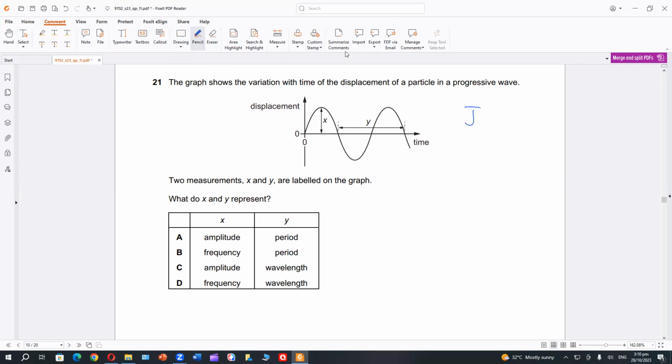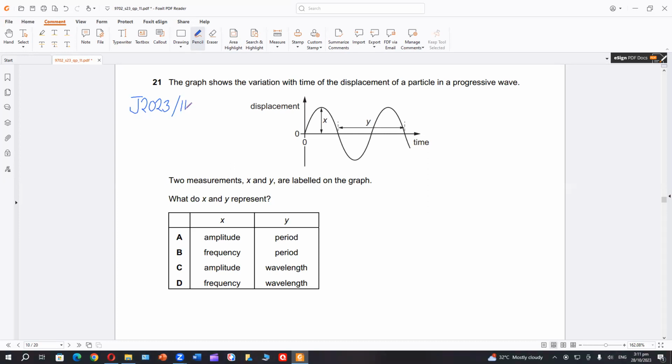This is June 2023, Paper 1, and we are starting from question number 21.